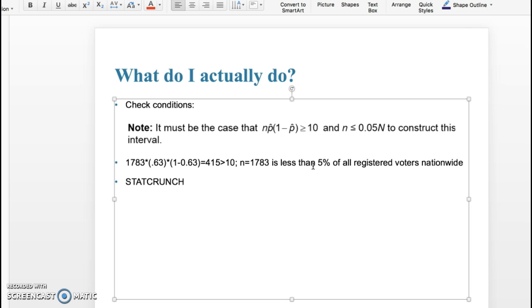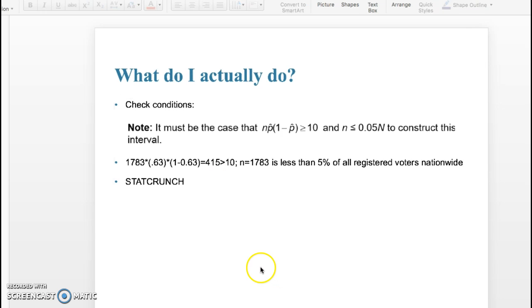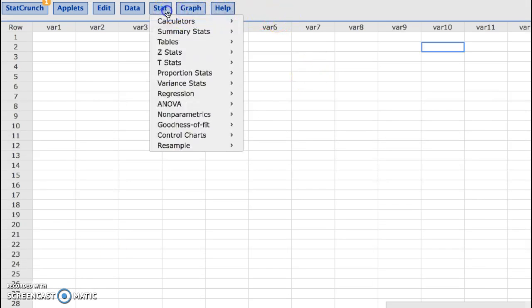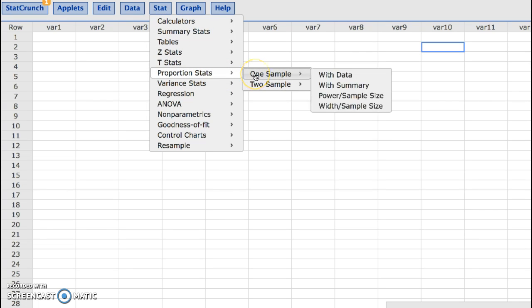So you want to actually write out these checks as part of your process before you ever go to StatCrunch. So now let's go to StatCrunch, calculate this, and focus on interpreting. Let's just go into a blank StatCrunch page, and you want to choose your stat option. We're looking at the proportion, so choose your proportion stats, and we're dealing with one sample.